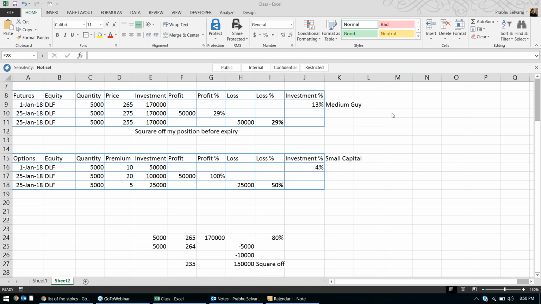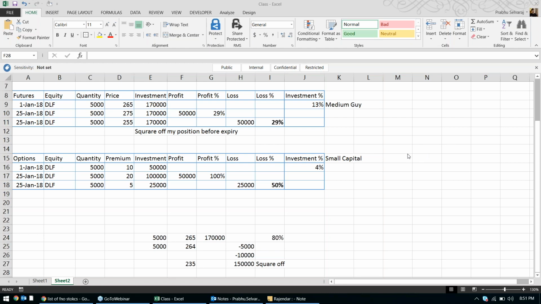How do you learn and trade? It's not which is good or which is bad. How far you're able to understand the market is the answer. When a security is in ban, future and option are both banned. Securities ban means derivatives ban, both. Option and future both have to be squared off before expiry.